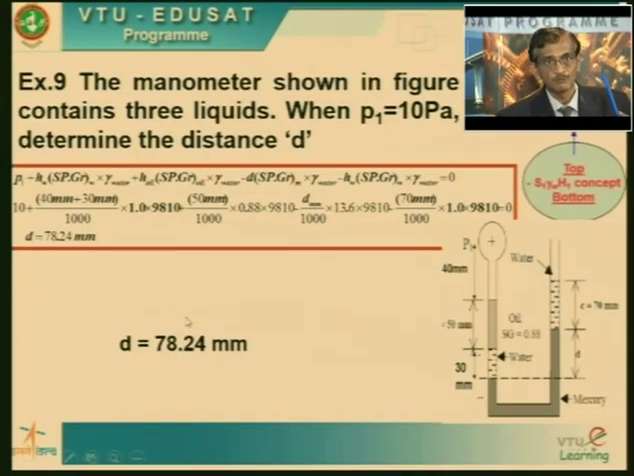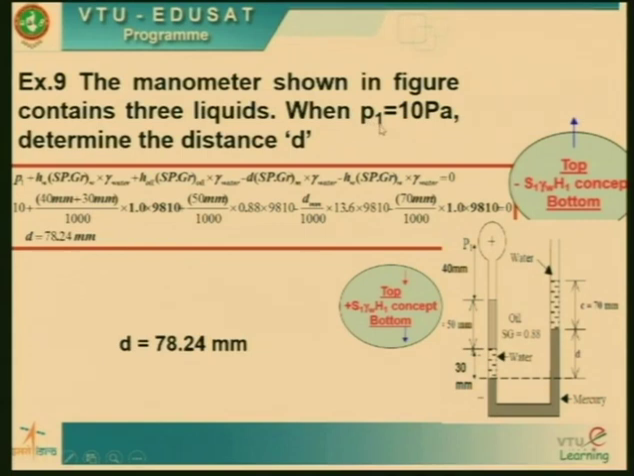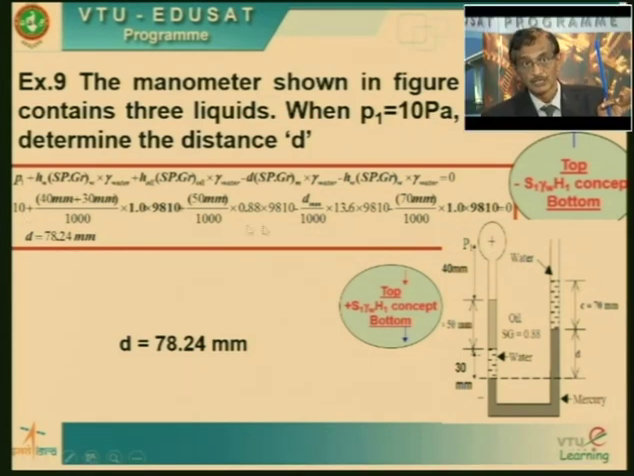Let us take one more problem. Again it is the same problem. The manometer shown in the figure contains 3 liquids, but in this case, in earlier cases you remember PA used to be calculated. This time I am giving you P1. At the point 1, pressure P1 is known as 10 Pascal. Okay, and let us start our journey of manometer.